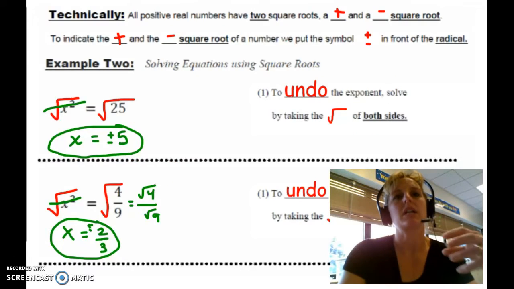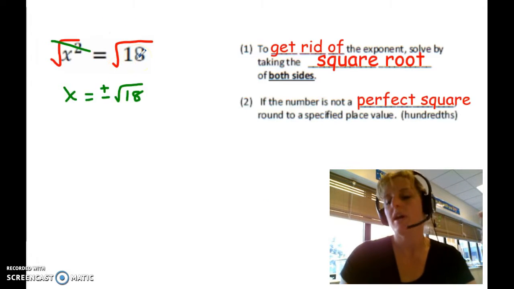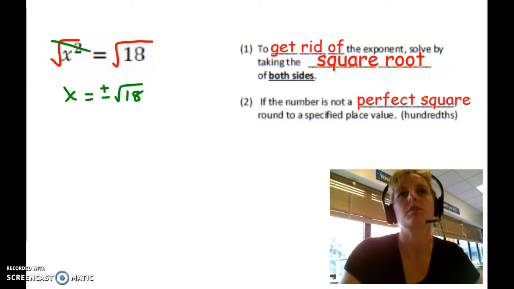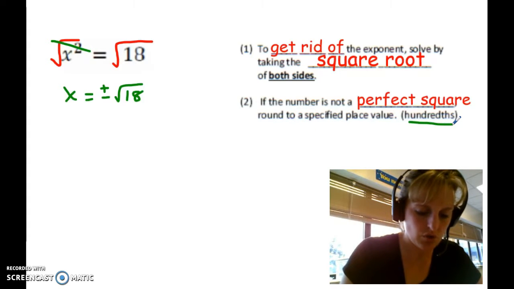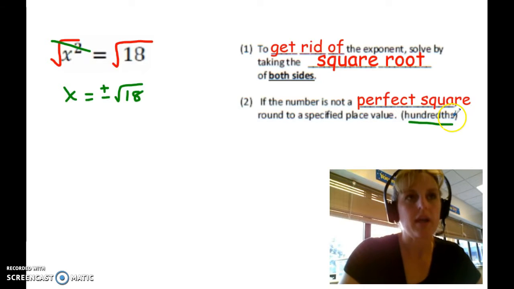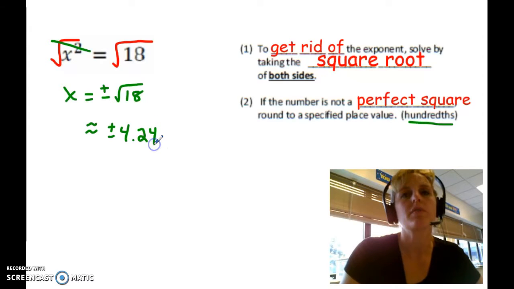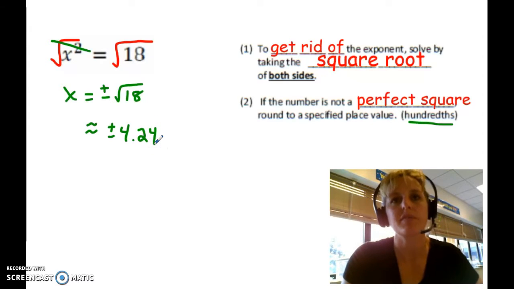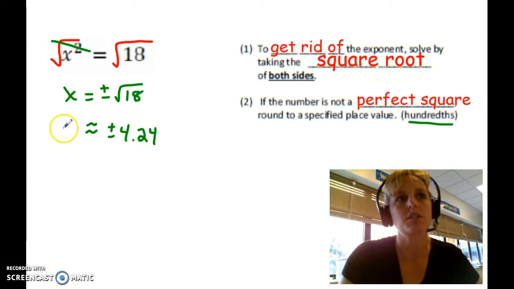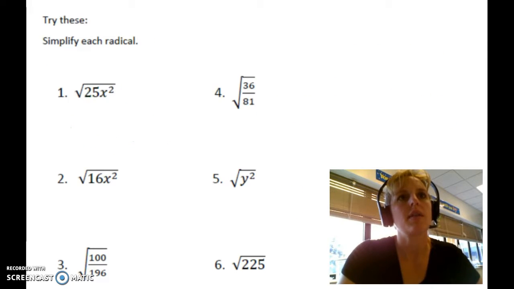When you get a number that does not have a perfect square like 18, what we have to do is look in the calculator, and typically what you'll be asked to do is round it to a specified place value. I think I put hundreds on here. So again, to do a square root, you're going to hit second x squared, and you're going to put in your 18, and you're going to see that the answer is approximately 4.24. All right, so for our purposes, we're going to take answers that aren't perfect like this. We're going to round it off to the nearest hundredths place so we can get an idea of approximately what the value is.